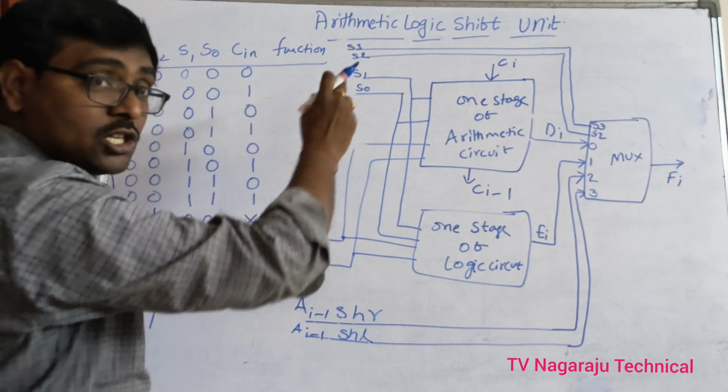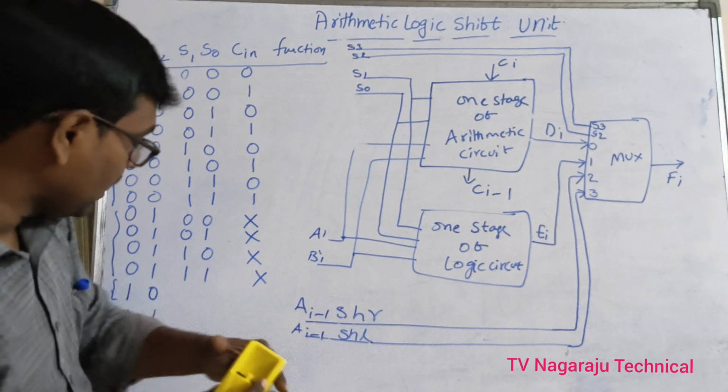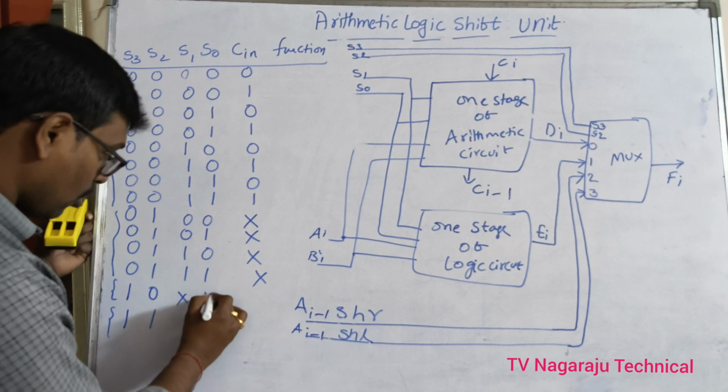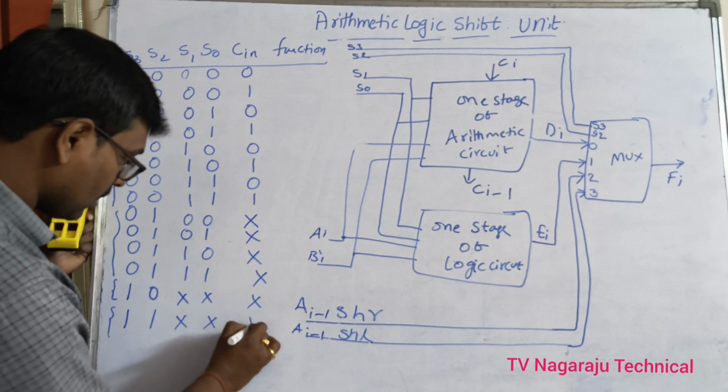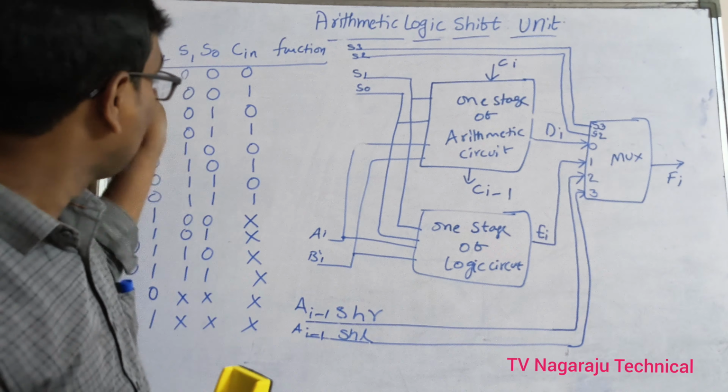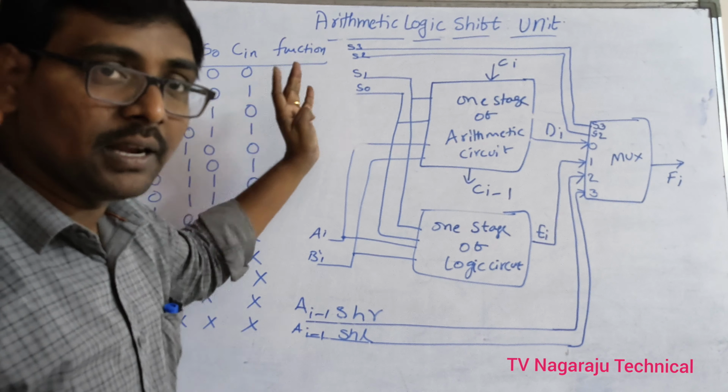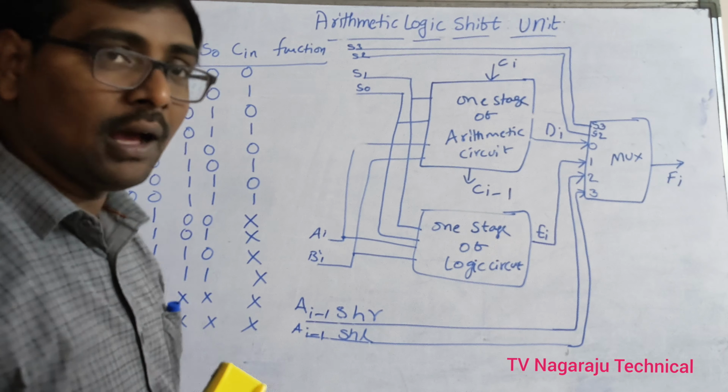S1 and S0 are also not required. Why? These two selection lines are used only for arithmetic and logic. So, don't care. Clear? This is the basic way we are writing. Now I will explain the different operations. How do we get all these operations?